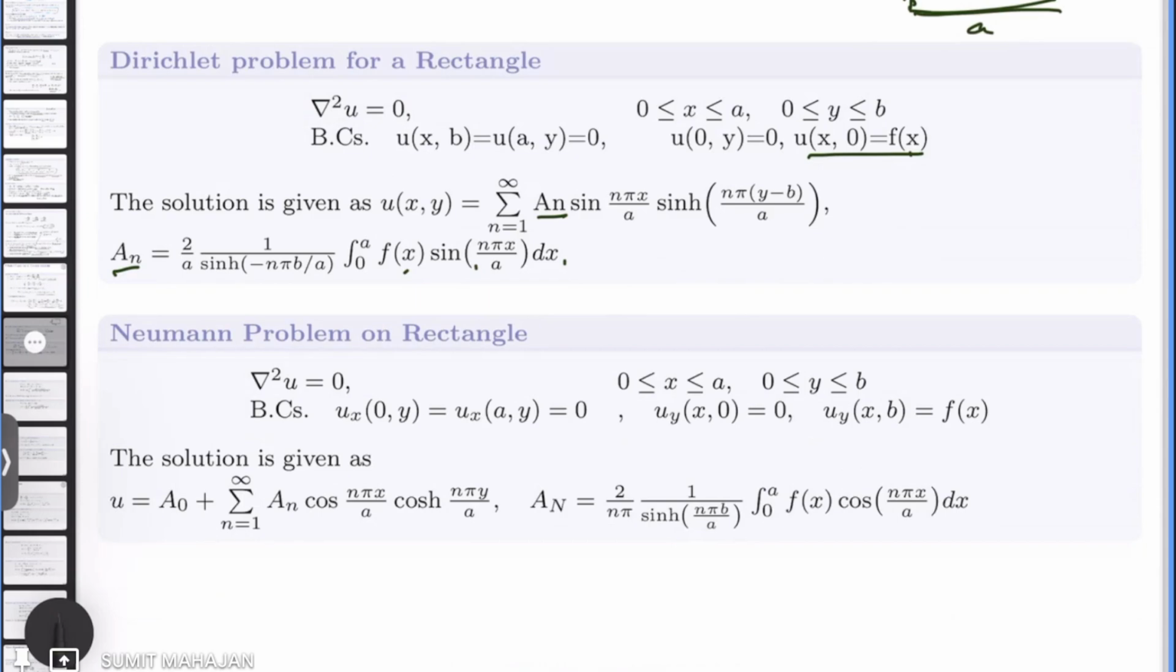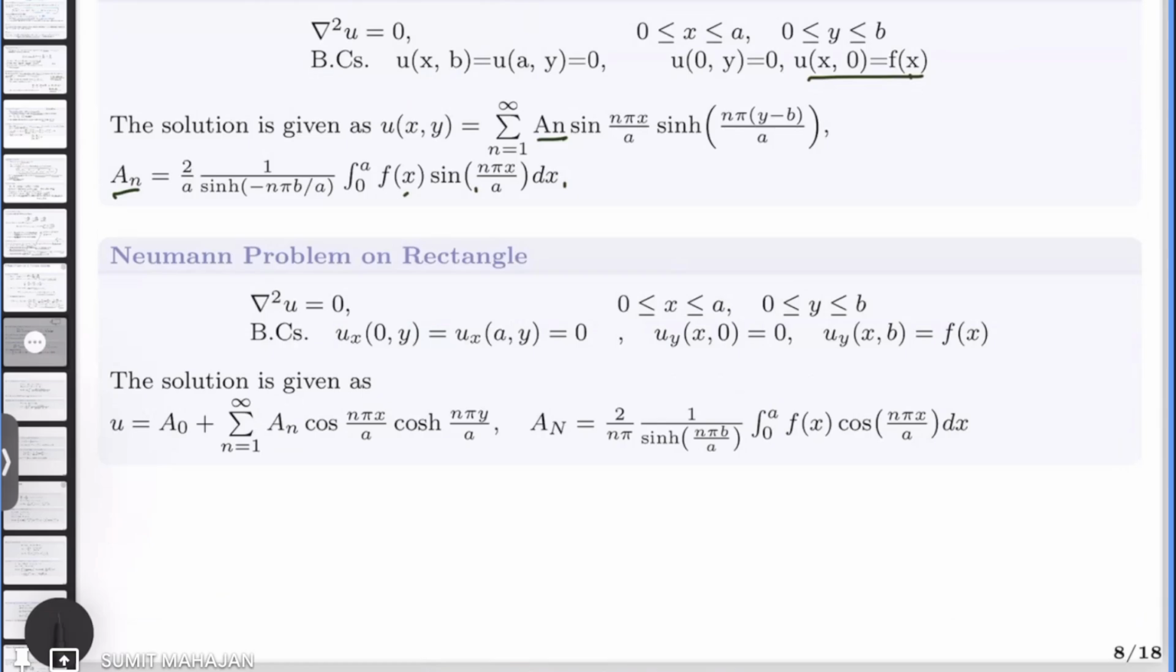Now let's say we are not given the data on the boundary, but we are given the information about its derivative on the boundary. So in that case, the problem is given as u of x, 0 comma y equals u of x, a comma y equals 0, u of y x comma 0 is equal to 0, u of y x comma b equals f of x, right?